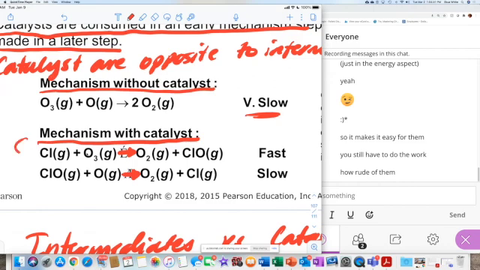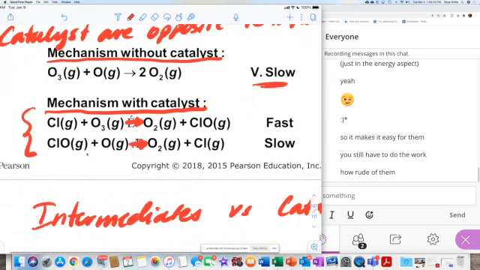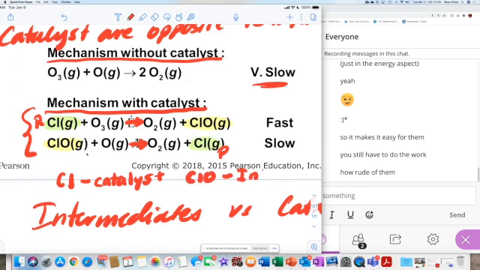So now we're looking at this. Our focus is a mechanism with catalyst. I'm examining this. I see Cl as a reactant, Cl as a product, right? And then I see O3, O2, ClO as the product, then ClO as a reactant. So Cl is a catalyst, right? Because it's a reactant first, then it's a product. And then ClO is an intermediate.